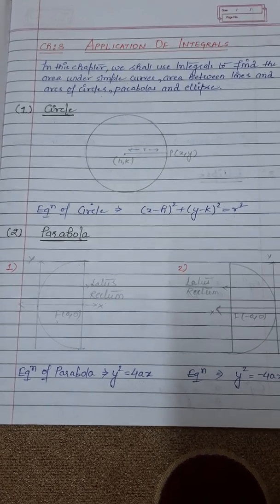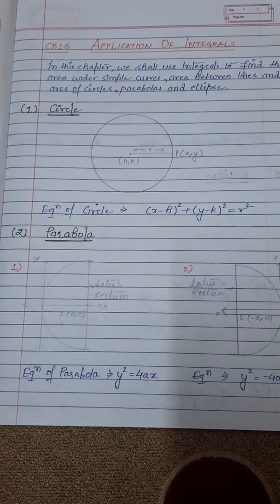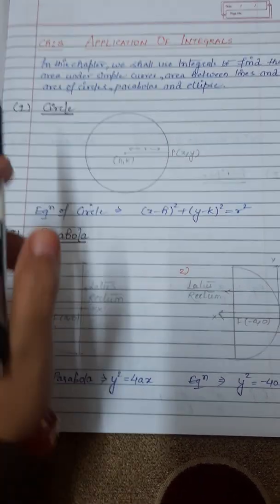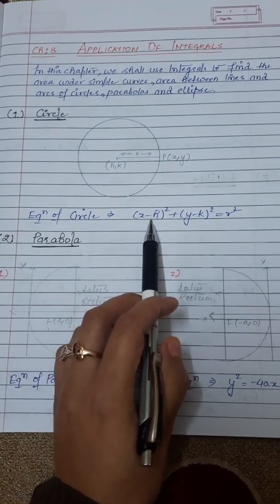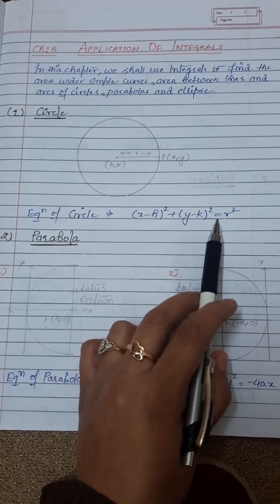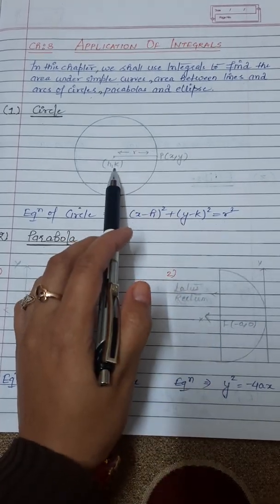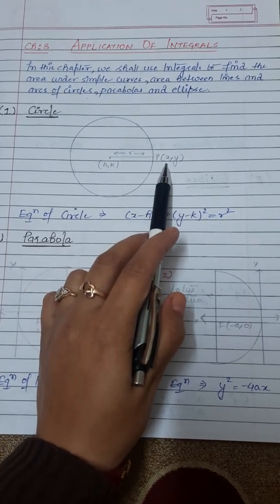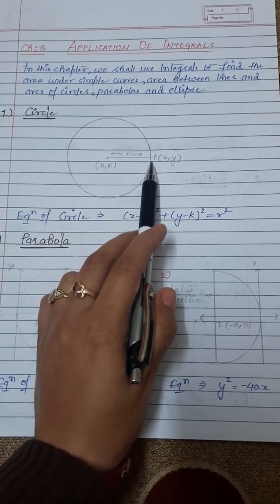So basically in this chapter we will study how to use integrals to find the area under any curve. But before doing any question, first we will recall the equations of some basic geometrical figure. Like the first one is circle. Here you can see the circle. The equation of the circle is (x minus h) whole square plus (y minus k) whole square is equal to r square, where h and k are the center of the circle, r is the radius of the circle, and x, y are the coordinates of the point P that lie on the circle.